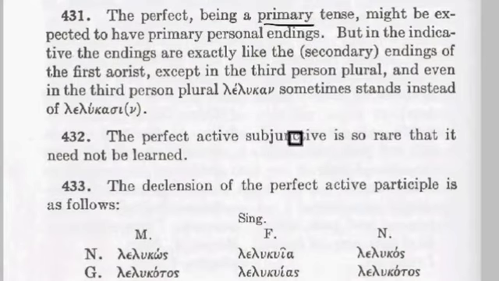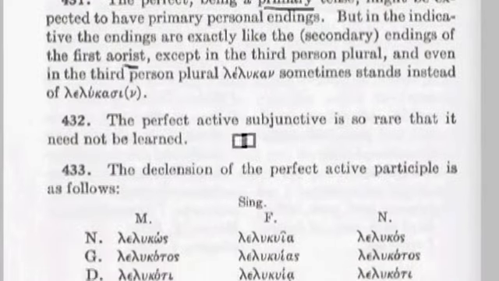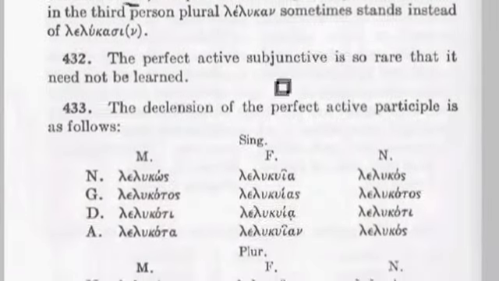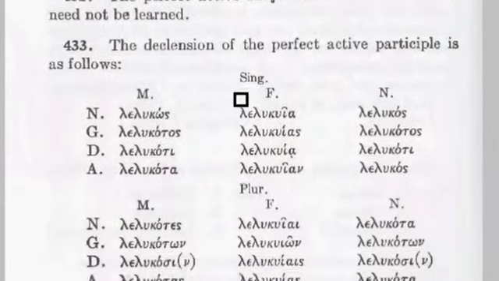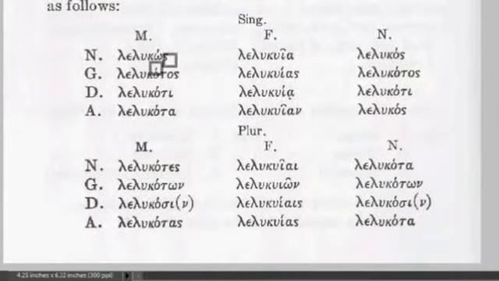Nevertheless, as he notes here, it uses endings that come from the aorist, which is actually a secondary tense. So it's a bit of a hybrid, but it makes it a little bit easier to learn these endings, I think. He notes that the perfect active subjunctive is quite rare, and so we're not going to bother looking at that, but we do want to take a look now at the perfect active participle.